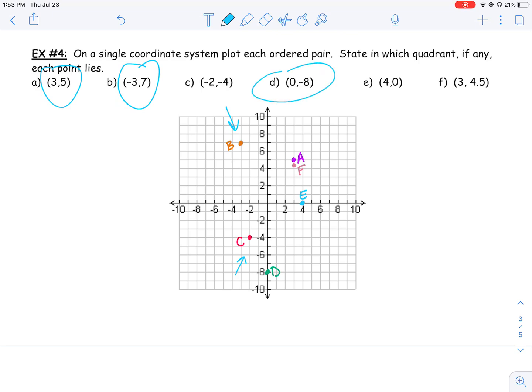Point 0 comma negative 8, that might have been a little bit tricky. If my x coordinate is 0, that means I'm not going to move left or right at all. I'm just going to move down 8. And so you notice that point D happens to be on my y-axis at negative 8. You might also notice that point E is 4 comma 0. That means my x coordinate is 4. I'm going to move to the right 4, but my y coordinate is 0. That means I'm not going to move up or down at all. That happens to be my x-intercept, where it touches the x-axis. We're going to talk about that a little bit more later too.